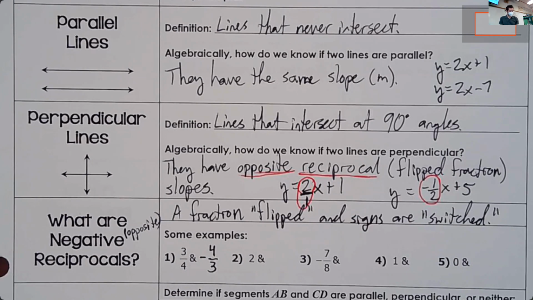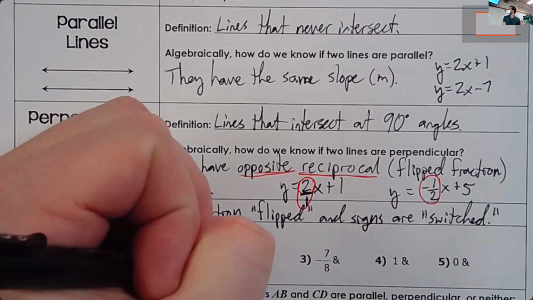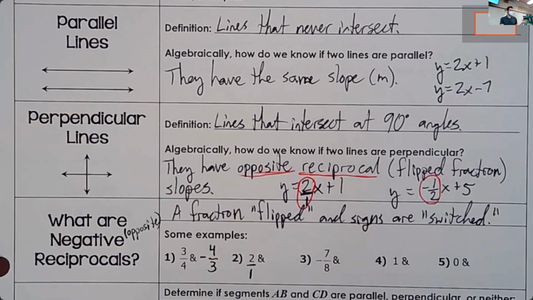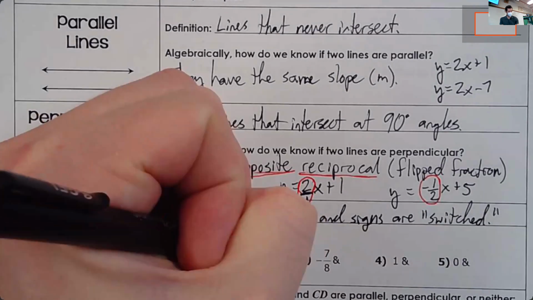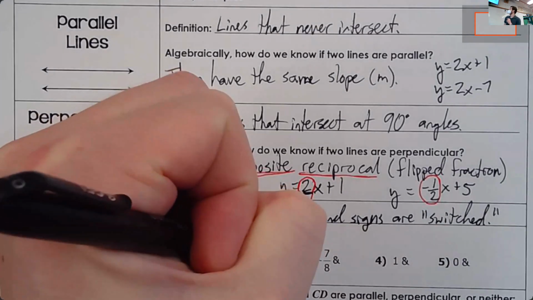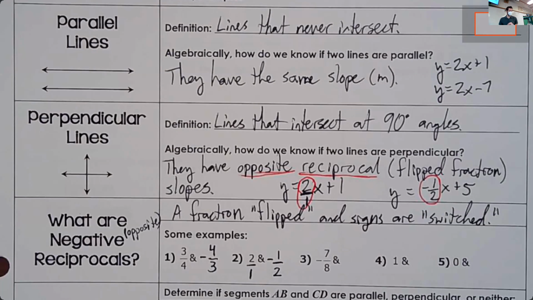Next one here, number two, we've already seen this one, 2/1. So somebody tell me, what's the answer to the opposite reciprocal of this number here? We've already used this as an example. Negative 1/2, good. So positive 2/1 means the next one has to be negative, and flip over the fraction, negative 1/2.